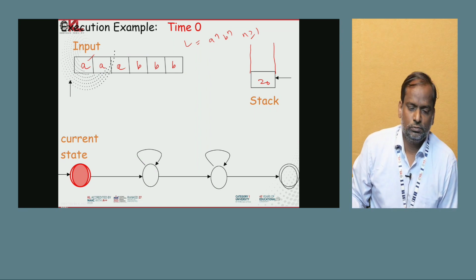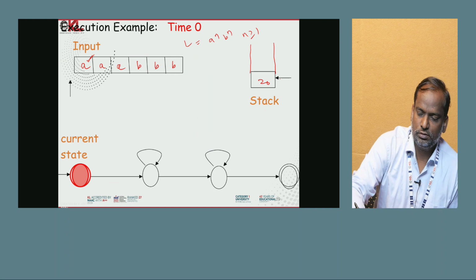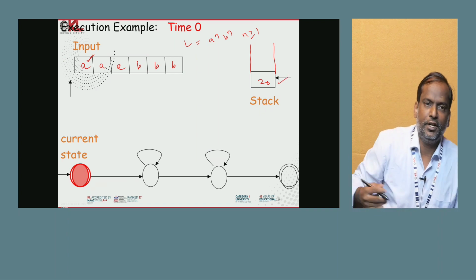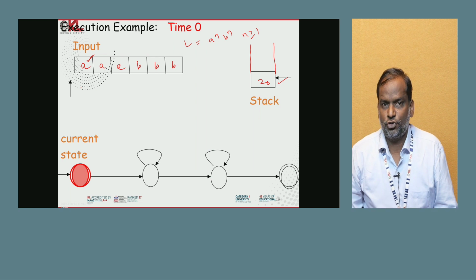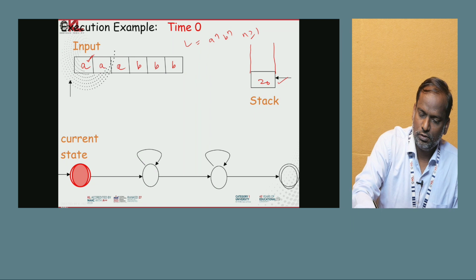Okay, so now the pushdown automata will consider the current input symbol and Z0. If you read A, insert X into the stack. If you read B, pop X, right? For example, see here.